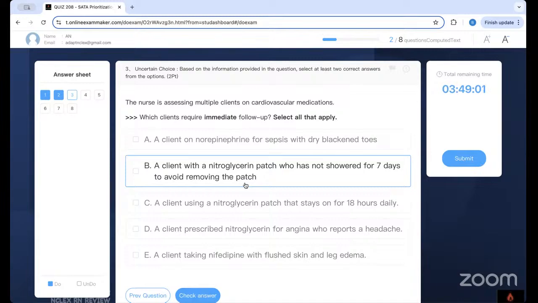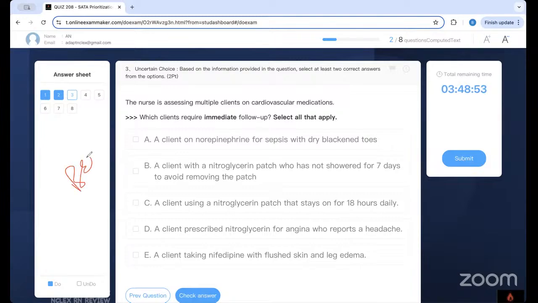I always say prioritization, and I said you have to be sharp. What is being sharp? Is it a breathing issue? Electrolyte, shock, sepsis, airway? If it is, pick it. If it is not, stay away from it.